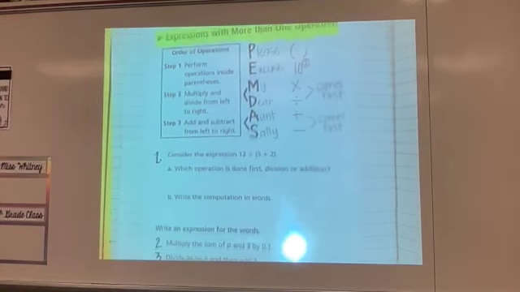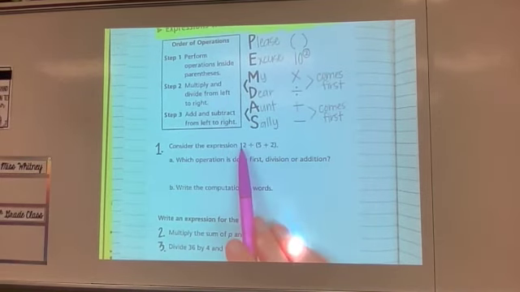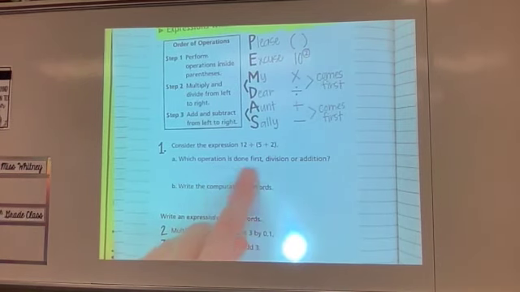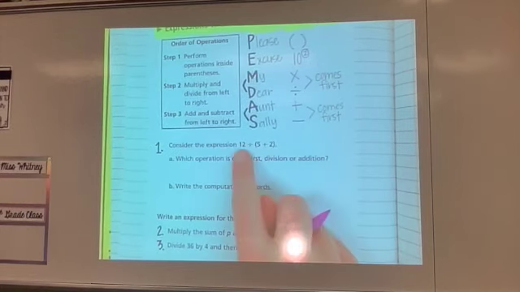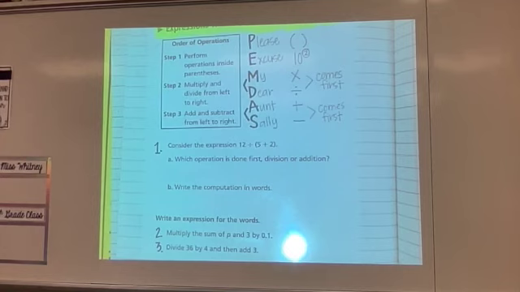So let's look at number 1 here. It says, consider the expression 12 divided by 5 plus 2. Which operation is done first, division or addition? So looking up here at my expression, which thing would I do first if I were to solve that? Would I add first or would I divide first?